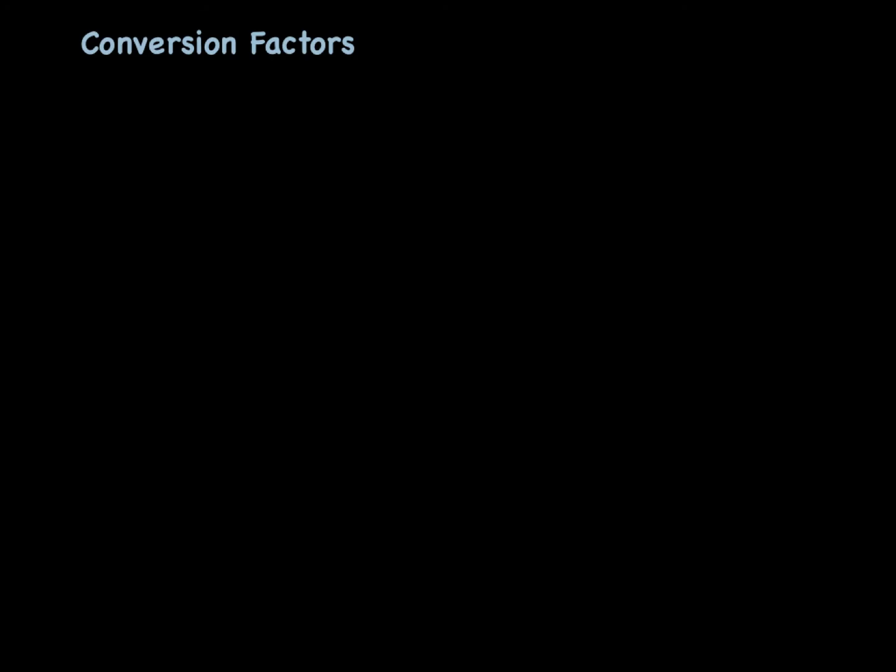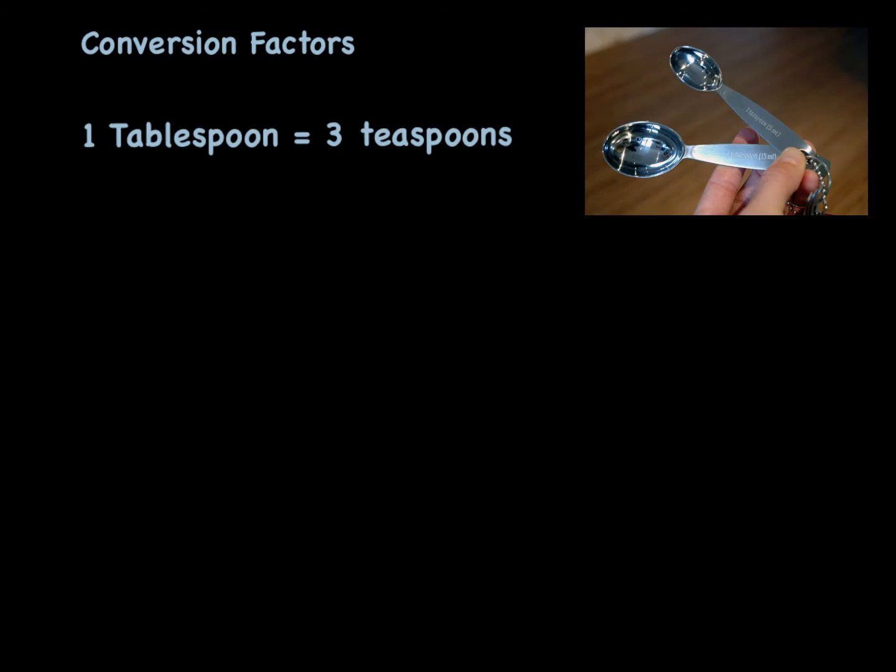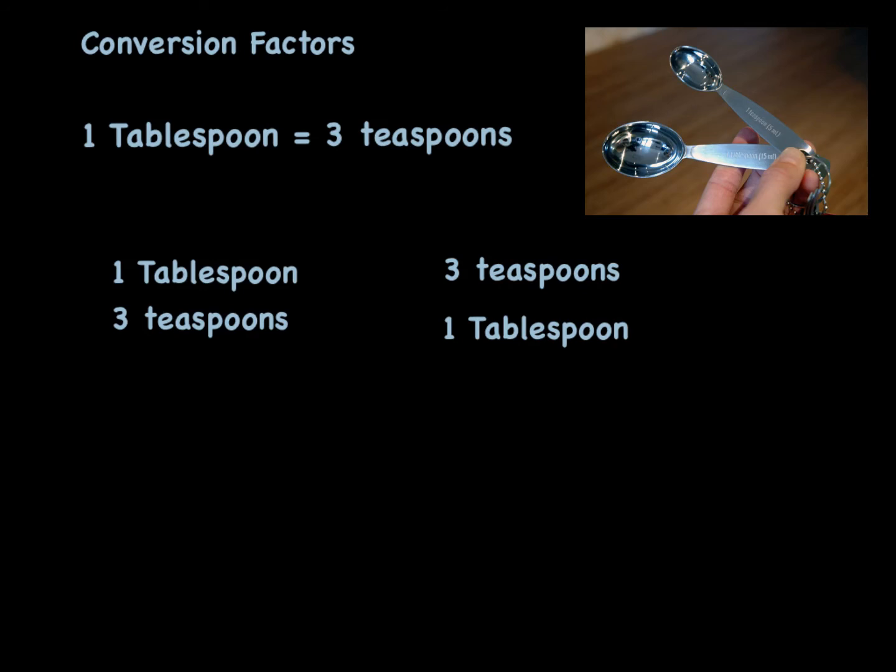It's really important to know how to convert between different units. Conversion factors allow us to do that. For example, we know that 1 tablespoon is equivalent to 3 teaspoons. Let's express that as a ratio. We could say that 1 tablespoon is equivalent to 3 teaspoons that way, or we could say that 3 teaspoons is equivalent to 1 tablespoon. Either way, now that we've written them as ratios, they are conversion factors.